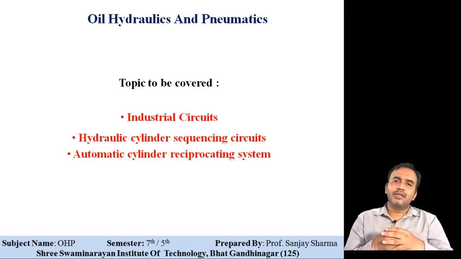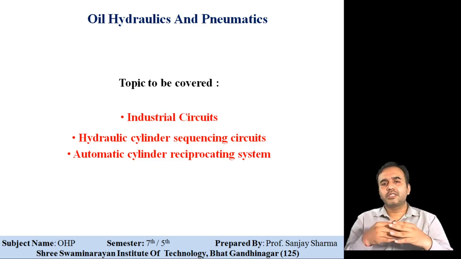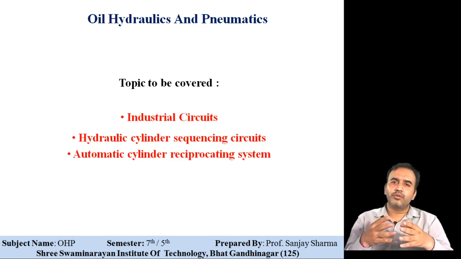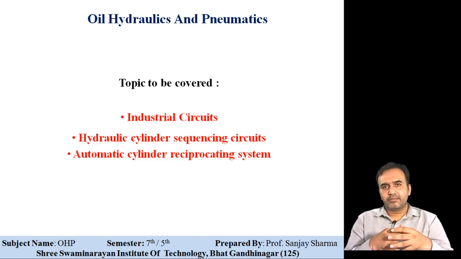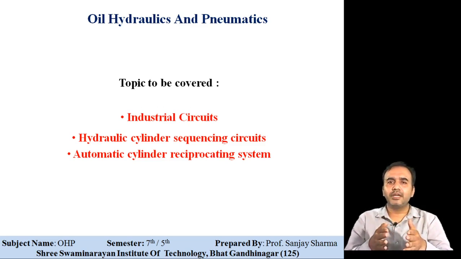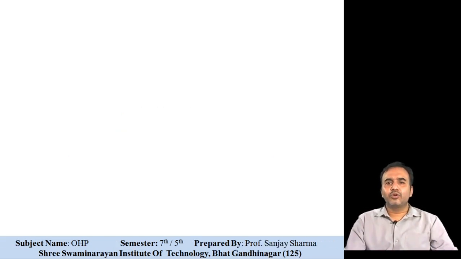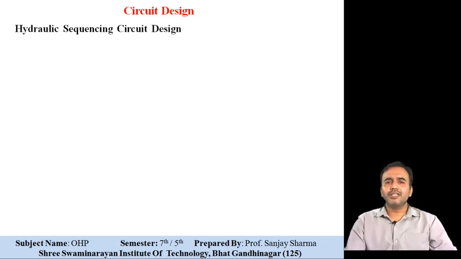Second is the automatic cylinder reciprocating system. This is a system where the cylinder is automatically reciprocating. There is no need to operate it manually. Once the extracting cylinder reaches the extraction limit, it comes back to retracting. After retracting is completed, it again moves to extracting. So let us see the hydraulic sequencing circuit first.